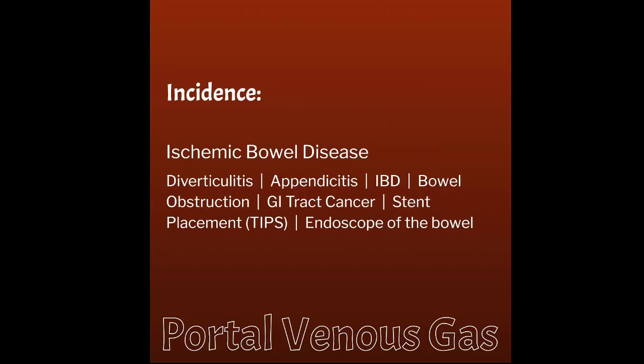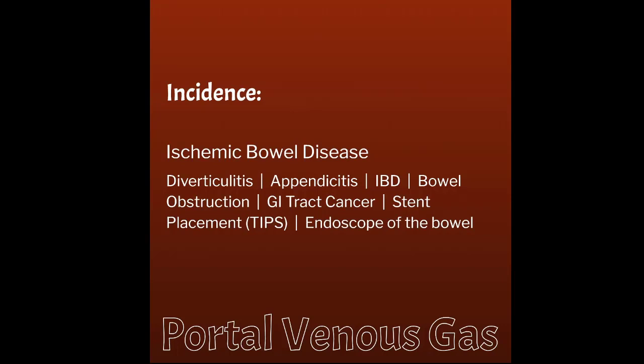And so that's why we see in ischemic bowel disease, we see gas then enter into the bowel. And because the bowel is all connected to the portal venous system, then that gas can kind of back up into the portal venous system, and then we can see the gas on ultrasound up in the liver or along the portal veins. Some other reasons that portal venous gas can occur is in diverticulitis.